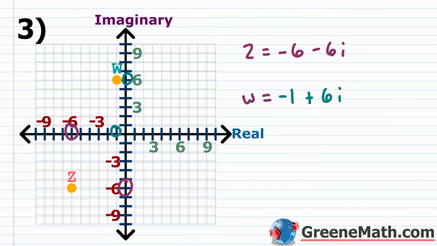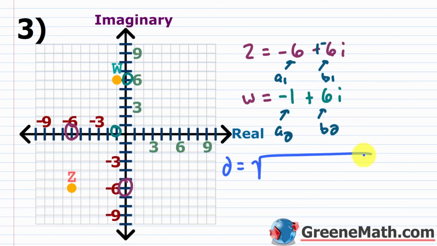Okay, so we're going to label one of these, and I'll just pick this one, as a sub 1, and then this will be b sub 1. Let me go plus negative to make that crystal clear. And then the other one would be a sub 2, and then this part right here would be b sub 2. Again, don't worry about involving the imaginary unit i. You don't need it here. So the distance is equal to the square root of a sub 2 minus a sub 1 quantity squared, and then plus b sub 2 minus b sub 1 quantity squared.